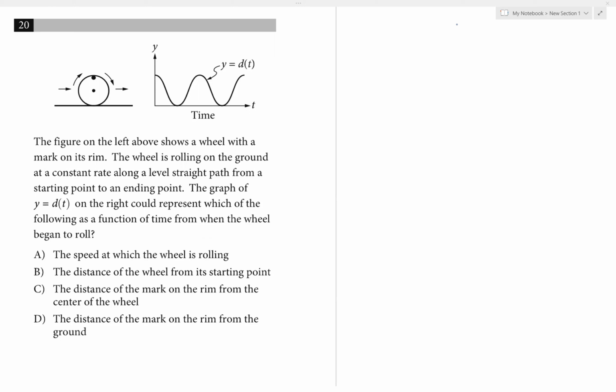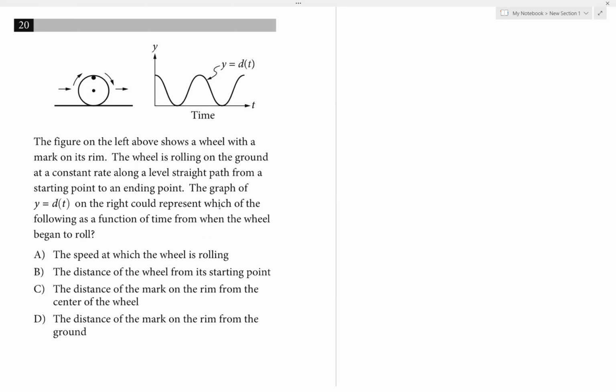Okay, so we have a wheel like this, and we have a dot on the top. It started rolling, and then this is the graph. On the x-axis is time. As time increases, we have this kind of curve. It goes down and up, down and up. But we're trying to figure out what the y value represents, because we're trying to figure out the meaning of this function. So let's go through the answer choices and see if that makes sense or not.